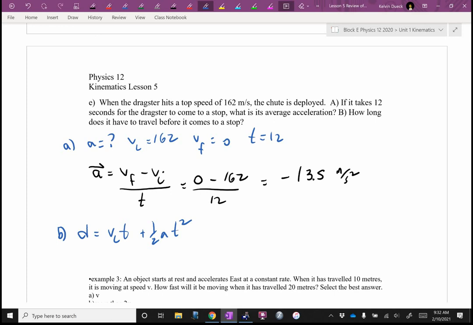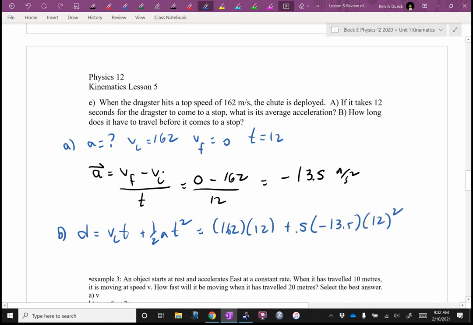But what I'm saying is that one with the brackets from last year, the VI plus VF over 2, it's redundant because I can survive without it. I would use D equals VIT plus 1/2 AT squared. I would use an answer to find an answer because we're doing big, big grown-up things now. So I would go 162 times 12, plus 0.5 times negative 13.5 times 12 squared.